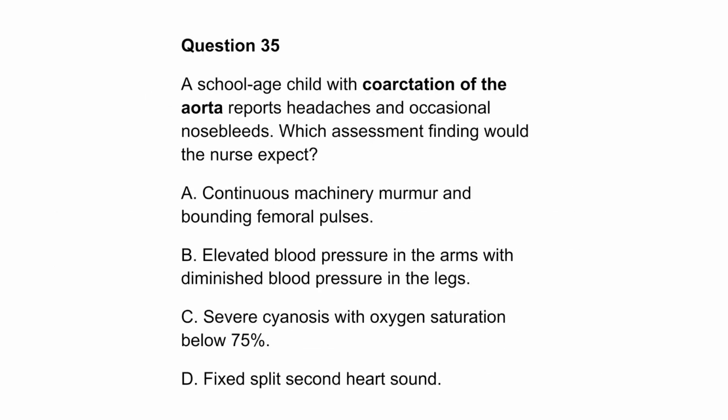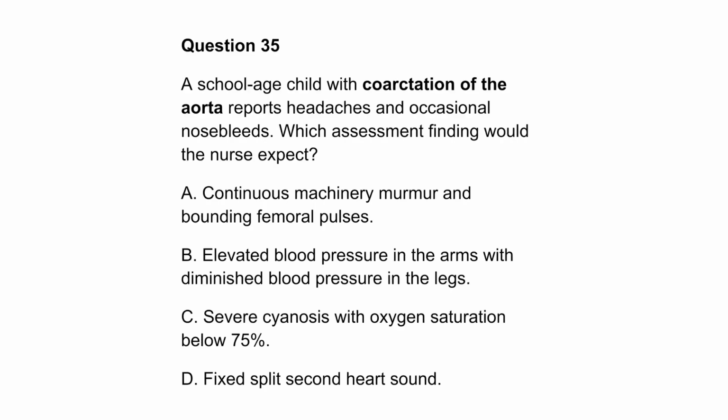Question 35. A school-age child with coarctation of the aorta reports headaches and occasional nosebleeds. Which assessment finding would the nurse expect? A. Continuous machinery murmur and bounding femoral pulses. B. Elevated blood pressure in the arms with diminished blood pressure in the legs.